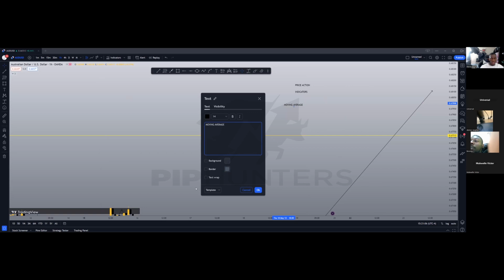Let me check my notes on the moving average. I have it on my screen, but let me check if this book has the moving average notes. All right, yep, I have it here. So we have the moving average and the exponential moving average. I'll just write EX moving average.